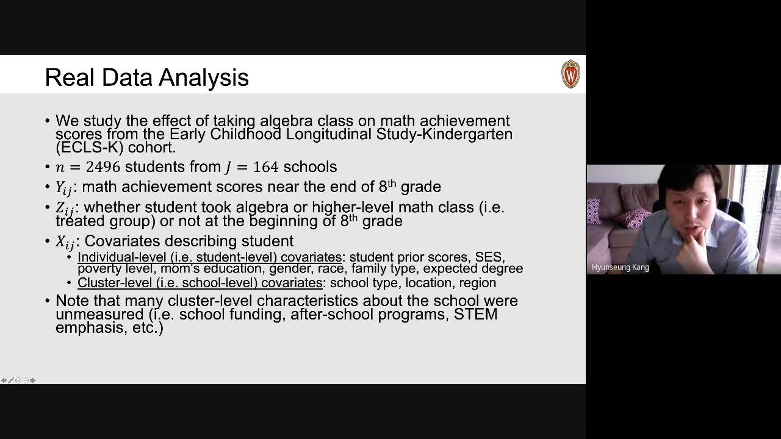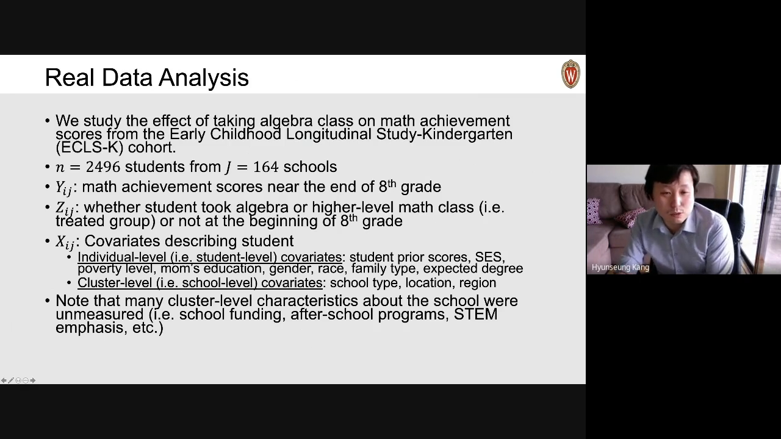Some covariates were measured in this study, some individual level covariates that describe the students. They actually measured the student's prior scores, which goes back all the way to elementary school. Socioeconomic status, poverty level, mom's education, gender, race, family type, expected degree. Expected degree is what the parents expect their child to do in high school, whether they actually get the high school degree or not.